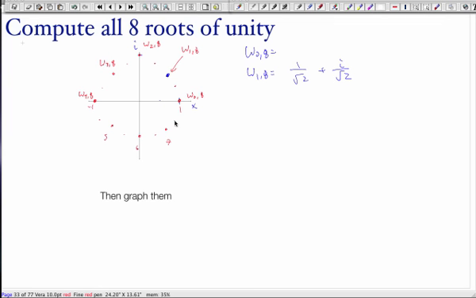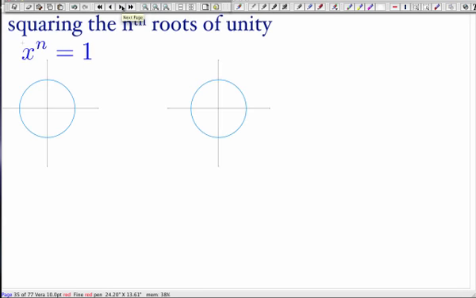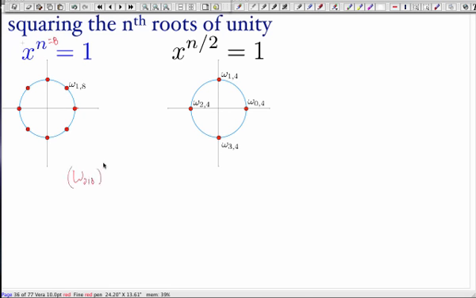Now, the question was raised, why do we care about these roots of unity? What's so special about them? And that is essentially the point of the other side of your handout. It turns out, if you consider the 8th roots of unity, so this is n equal to 8, and square them. So let's take omega 0,8. If we square it, that's going to be 1 squared, and so that's going to be 1, which turns out to be omega 0,4.